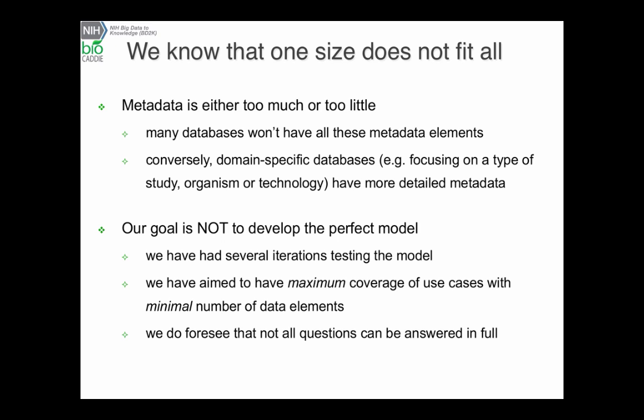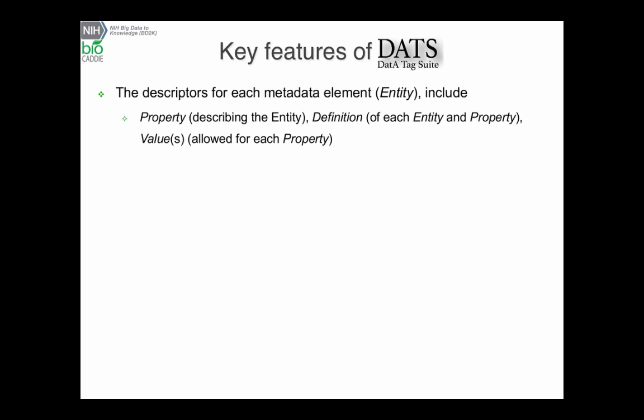But we already know that we are not creating the perfect model because there is no perfect model. There's always somebody who will say there's too much and somebody who will say there is too little. This is the real problem. There is no way to solve this. So the idea was to aim to have the maximum coverage of the use cases with the minimum possible number of metadata elements. That was the goal, and that is still the goal.